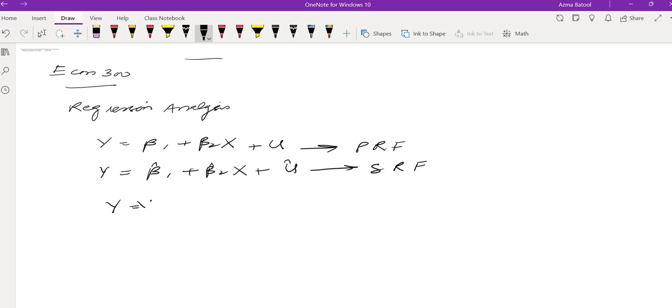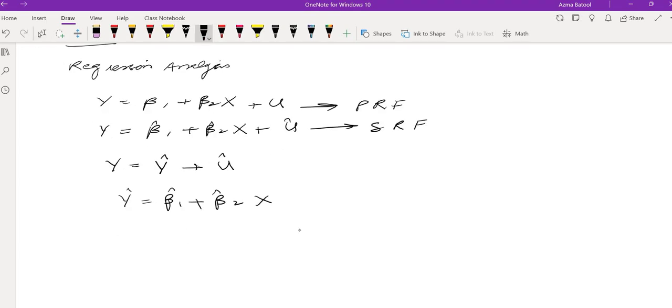Let me erase this part and take the note again. So we have y equals two parts, y hat plus u hat, and this y hat equals beta 1 hat plus beta 2 hat x, right? And how do we get this beta 1 hat? This is the question. Beta 1 hat and beta 2 hat, how do we get them? The answer is OLS. Now what is OLS?